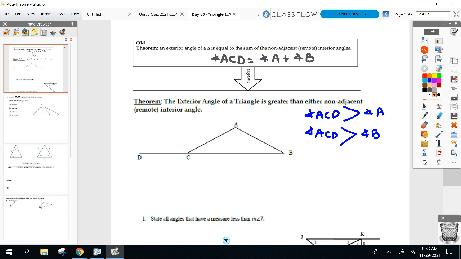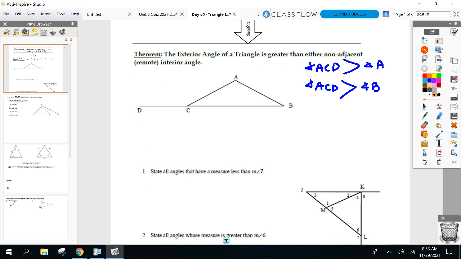And this is the new theorem, well, one of the two theorems we'll work with today. Exterior angle is always greater than either remote interior angle. Processing that, if ACD is equal to A and B added up, individually ACD's got to be greater than either of them. All right, ready to apply it. I want to hop right into the fire.